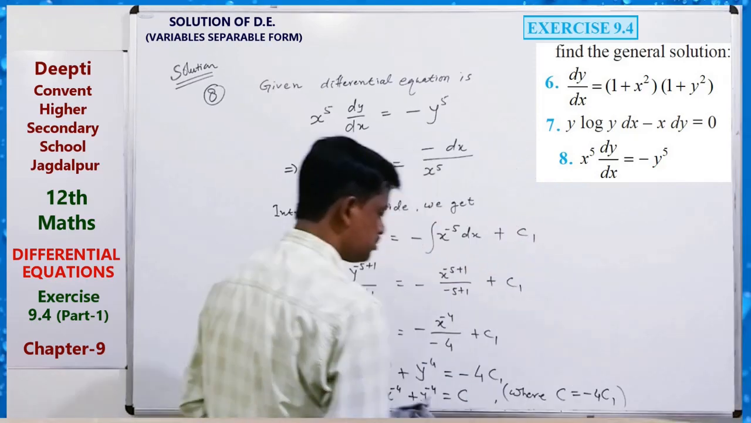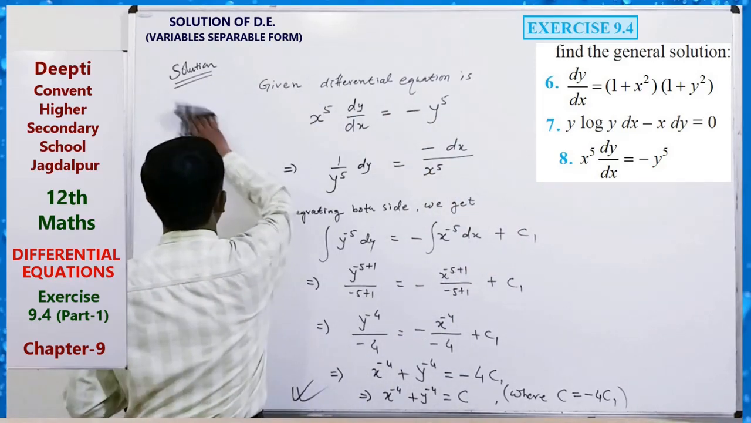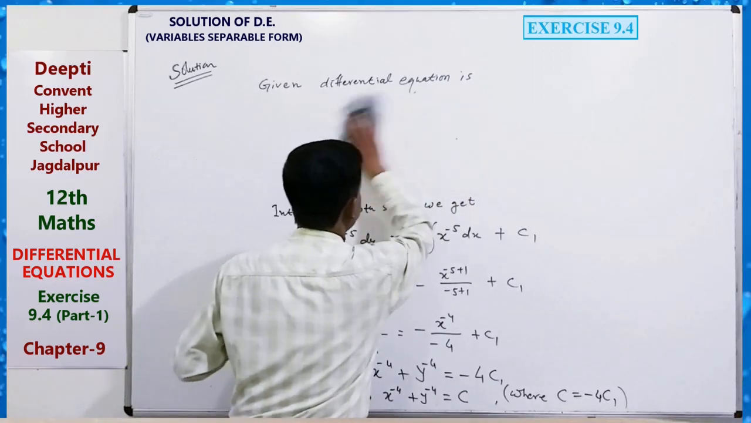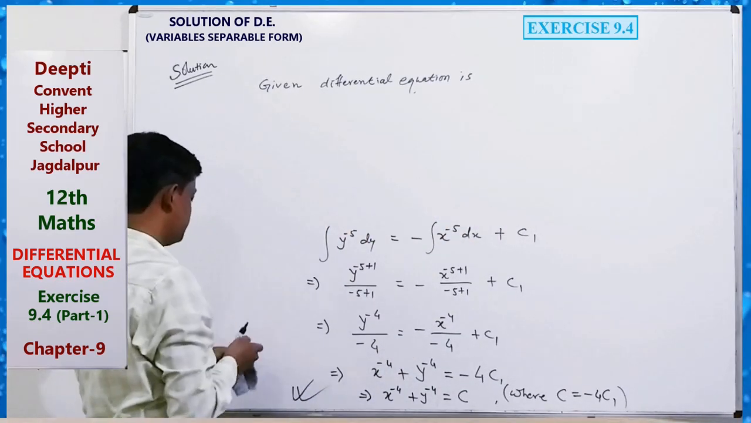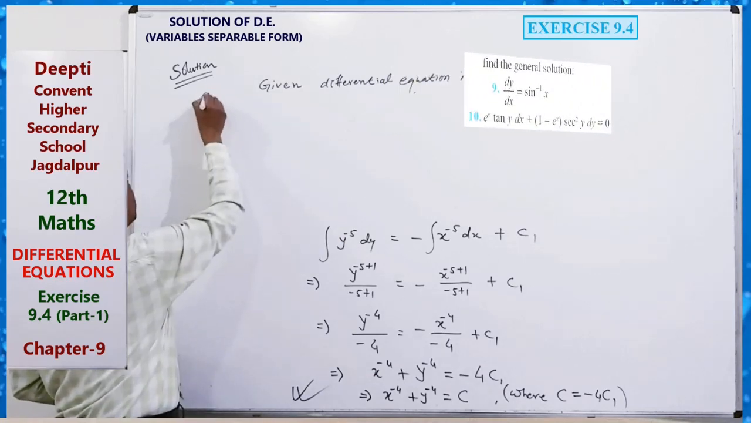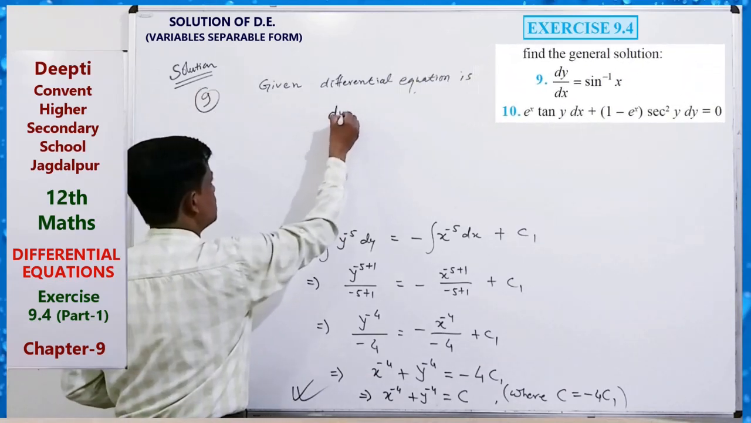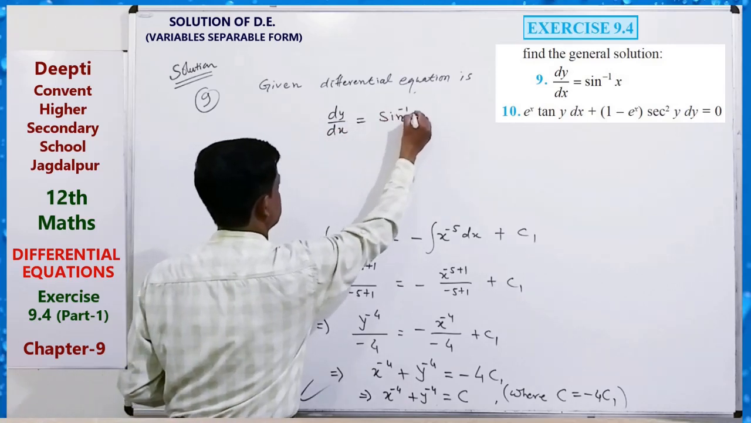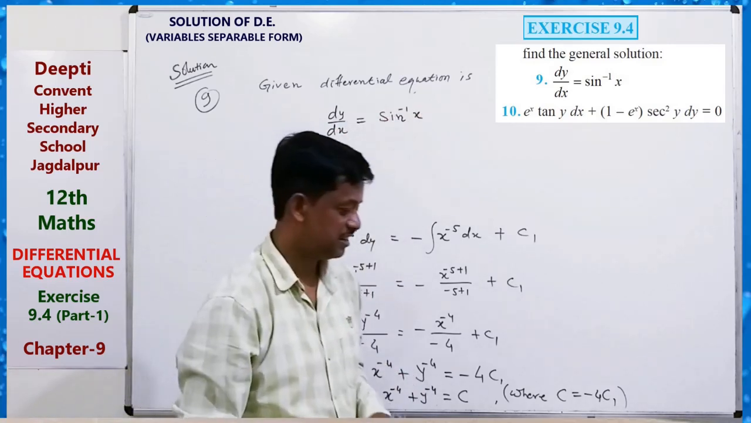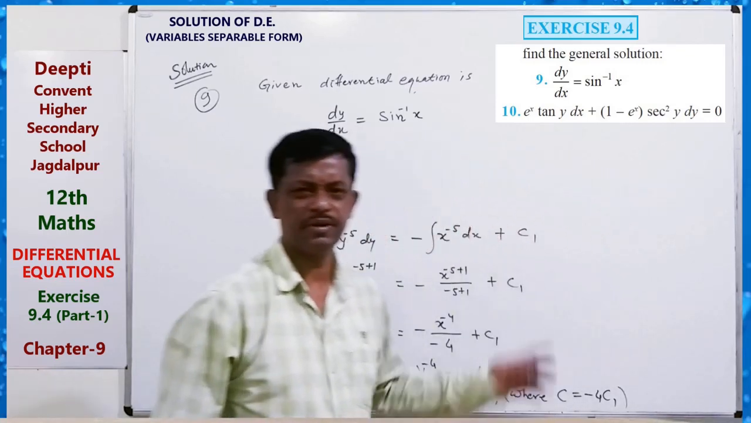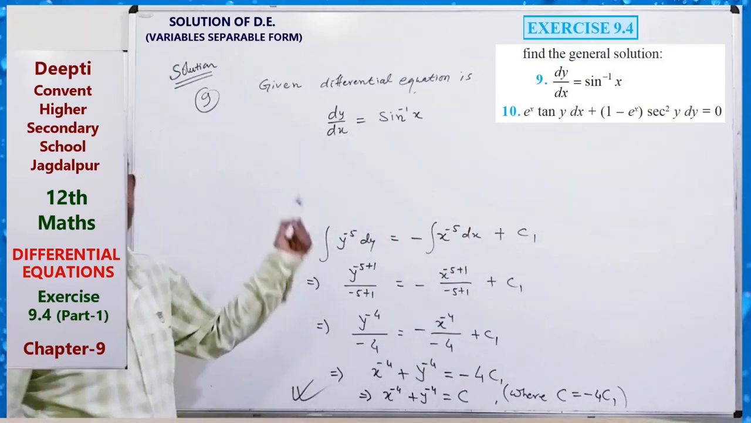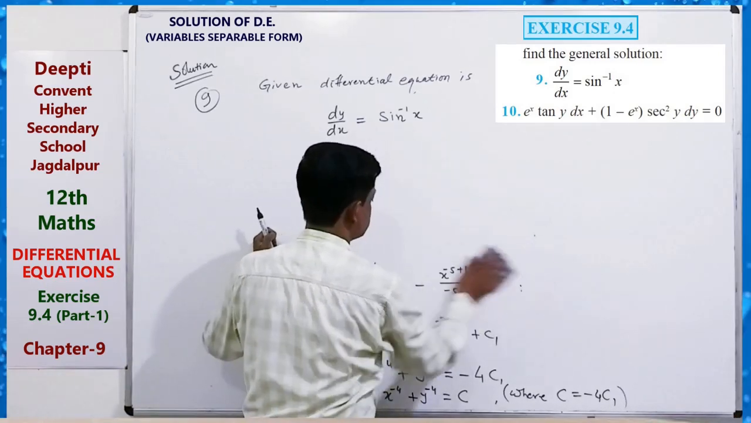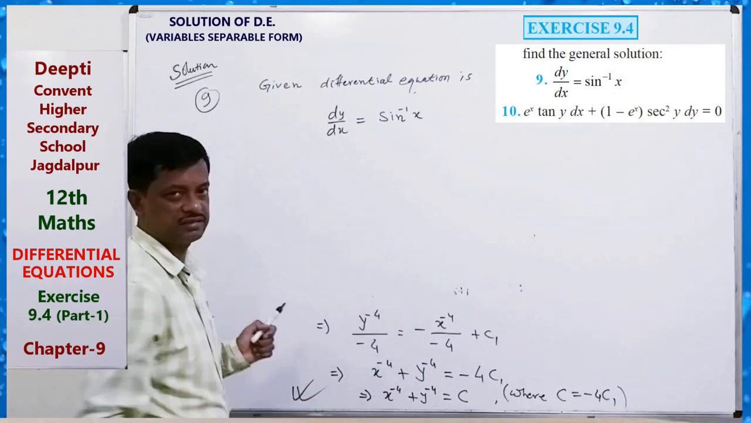dy by dx equals to sin inverse x. This is simple and only integration is there. Okay. Question 9. Given differential equation is dy by dx equals to sin inverse x. This is differential equation. Separable form. Very clear, this is separable form. How? Because sin inverse x is function related to x.